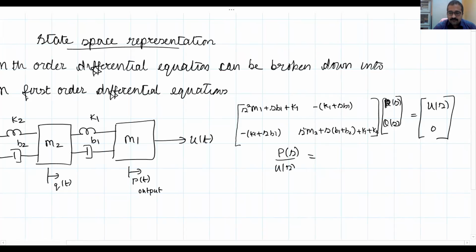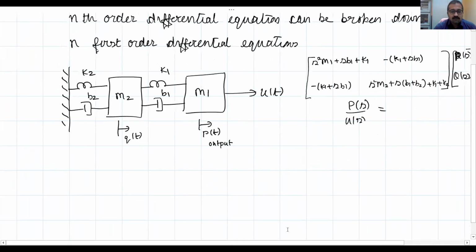So what are the differential equations here? First, let me write once again the differential equations pertaining to mass M1. For mass M1, you will see that the applied force must be equal to the sum of the internal forces. So U of t must be M1 P double dot t. What do you mean by P double dot t? P double dot t means d square P by dt square. That's the meaning. P triple dot t means d cube by dt cube of P of t. That's the meaning, standard notation.